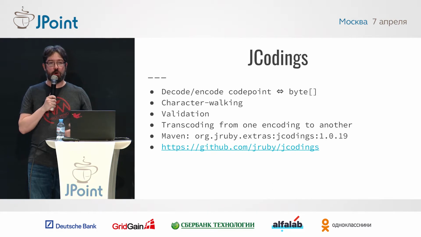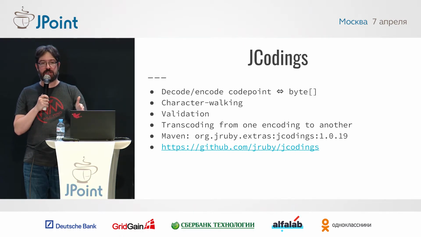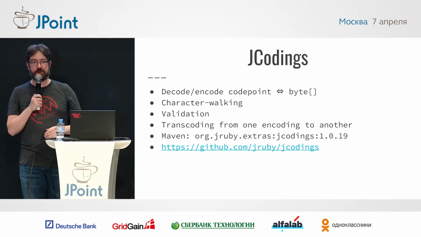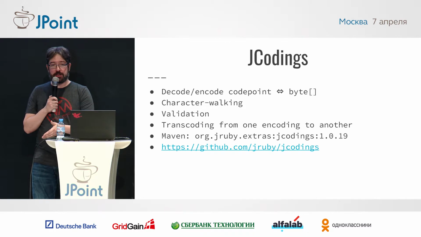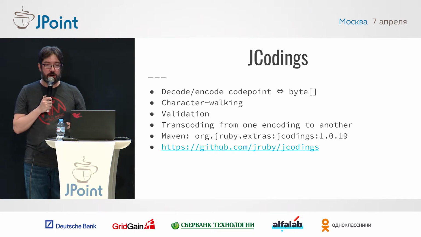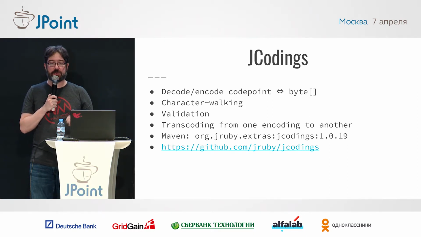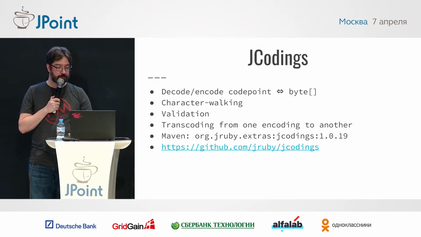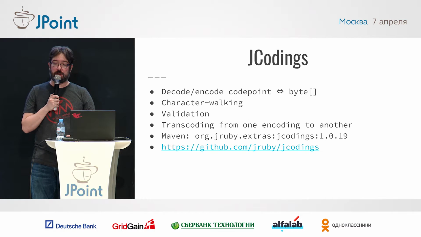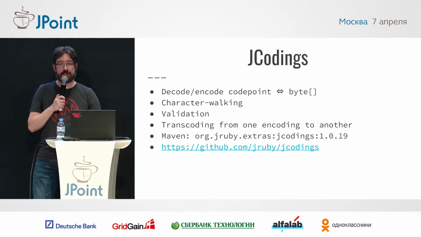Of course, character walking. Many of these encodings have variable length. So you need a library that says, okay, this is going to be a 2-byte character, this is going to be a 3-byte character, moving your way through the string correctly. It also does some validation. There may be invalid characters in that sequence. J-codings can tell you where exactly there's a bad character in the sequence and help you translate it to something that makes sense. And now I mentioned that you can do encoding from code points to bytes and back again.